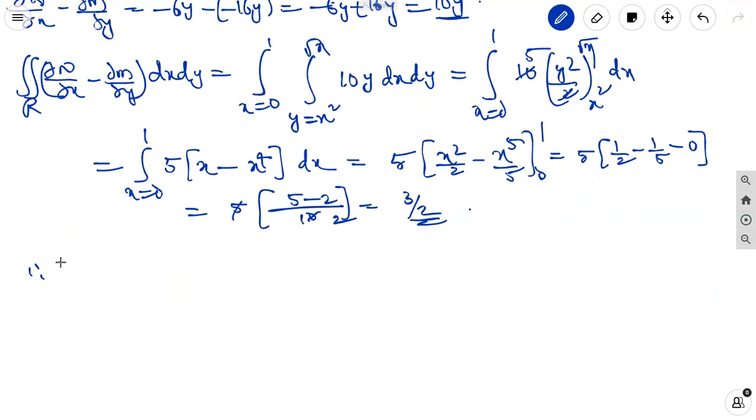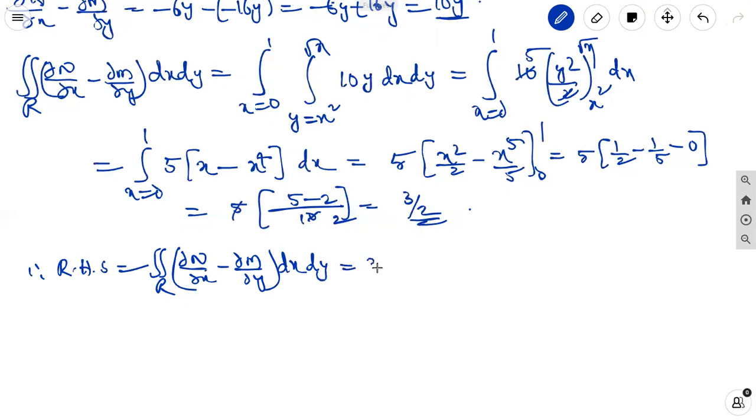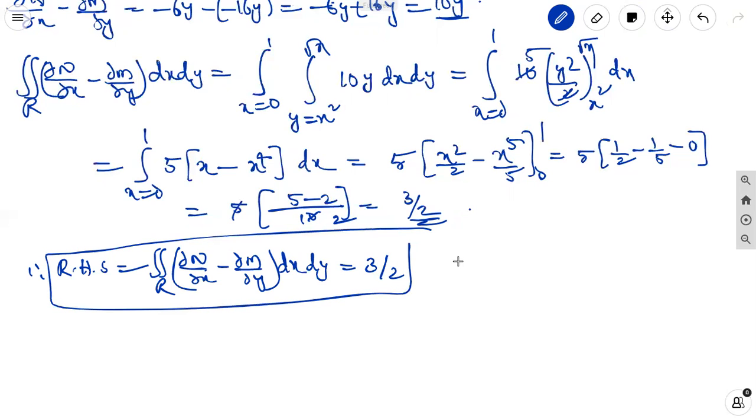Therefore, the RHS is equal to the double integral over R of ∂N/∂x minus ∂M/∂y into dx dy, which is equal to 3 by 2. Next, we can calculate the LHS, that is the line integral.